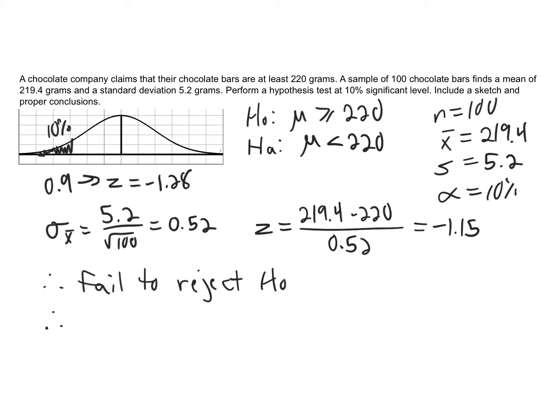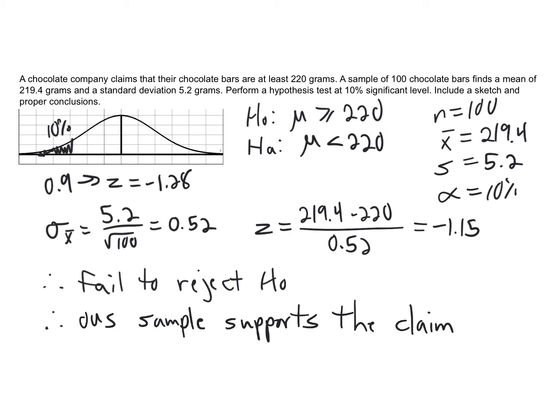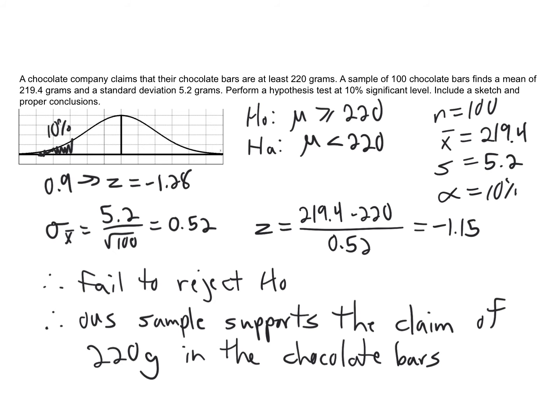We also need to make a conclusion. Our sample supports the claim of 220 grams in the chocolate bars. Or you could state something along the lines of not enough evidence to reject.